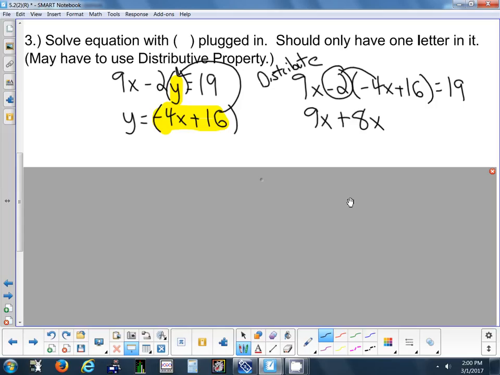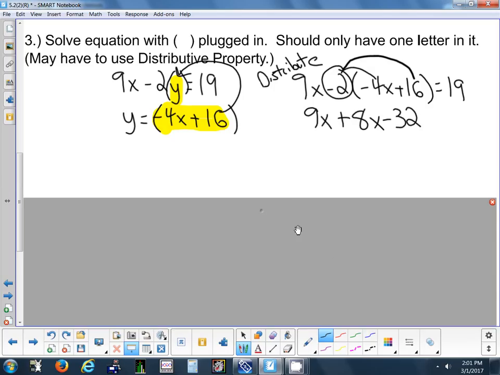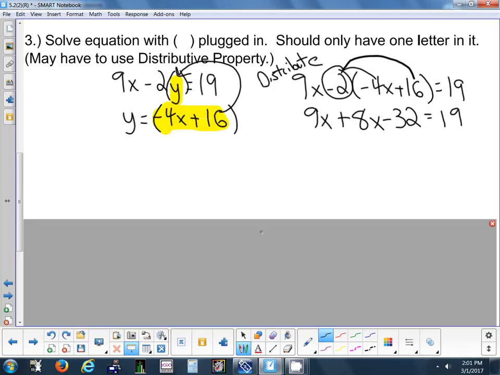Next thing I'm going to distribute. Trenton, what's the next thing I'm going to distribute? Negative 2 into negative 4x. I already did that. What's the other thing inside the parentheses? Yeah, plus 16. So negative 2 and plus 16. Anybody know? Positive and negative, negative 32. Equals, I'm just going to bring down the 19.